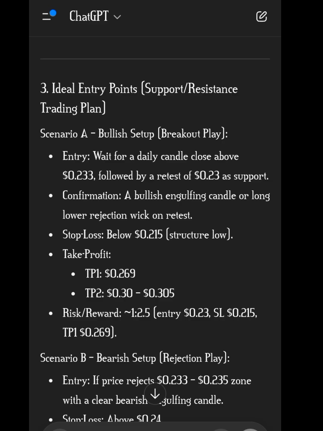So let's head back and see scenario B and know if it's the same thing. This one is the bearish scenario, bearish setup. Because the trade is looking more bullish, I don't see why we should check the bearish, right? But let's just check it out.